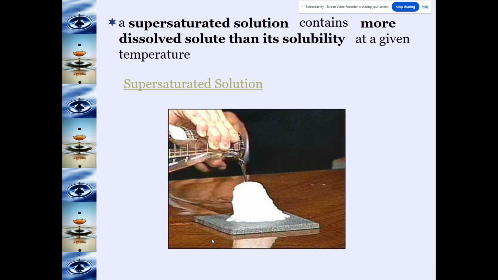Supersaturated solutions are cool because you can play with them, you can pour them out, and although they are an aqueous solution, the minute they touch something, they rapidly crystallize and form one big solid chunk.